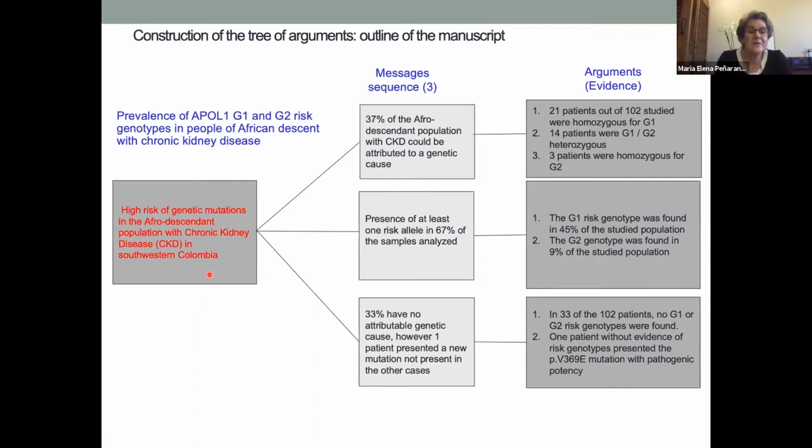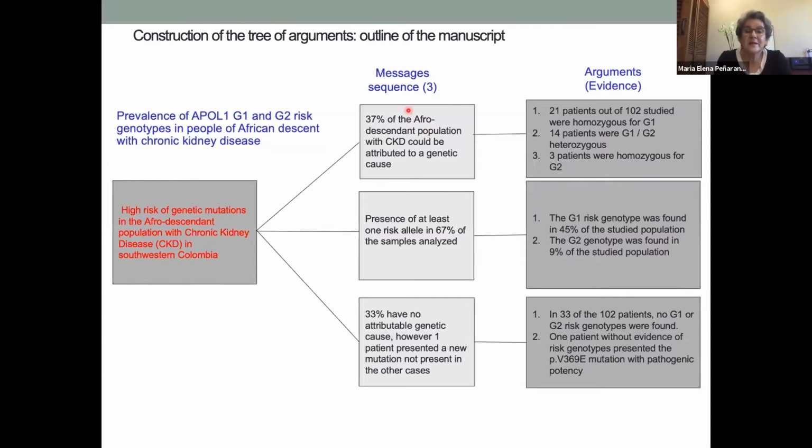This is a genetic mutation that some of you have. Prevalence of this mutation, genotypes in African descent with chronic kidney disease, that's the title. And then there is the main point, which is high risk of genetic mutations in Afro-descendant population with chronic kidney disease in Colombia. So it's Afro-descendant people in Colombia.